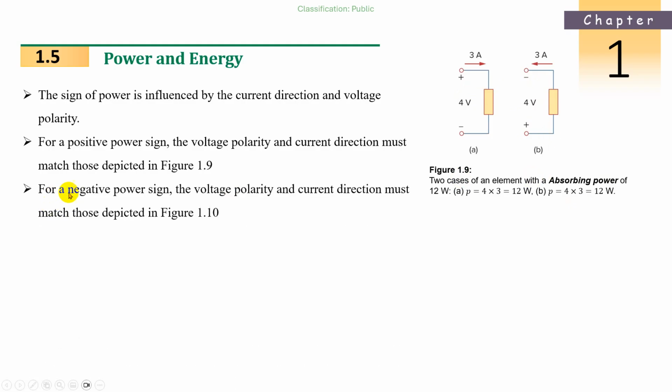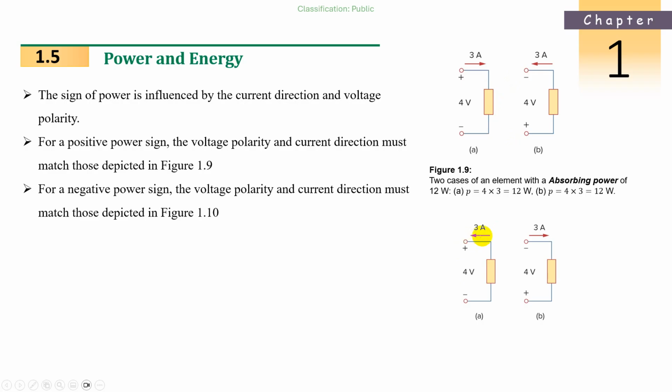Now coming to the negative power sign. For negative power sign, the voltage polarity and current direction must be matched as shown in the figure. Now check here. In this, the positive terminal of the element, that is voltage positive terminal, current is leaving. Means in the negative terminal, current is entering. So what does it mean? It is opposite to the above one. So here voltage and current are in opposite directions. Positive and current is leaving.